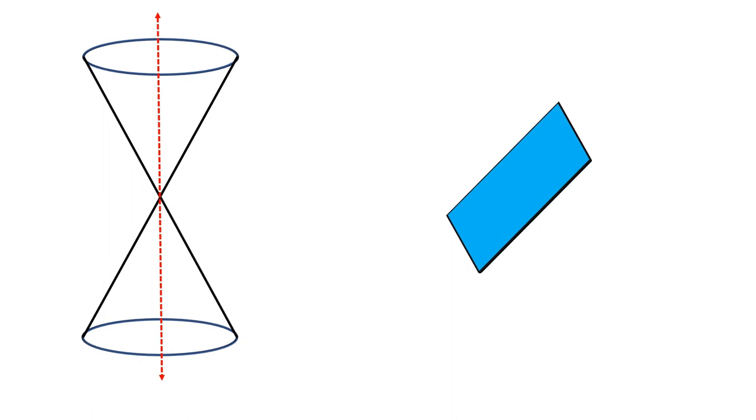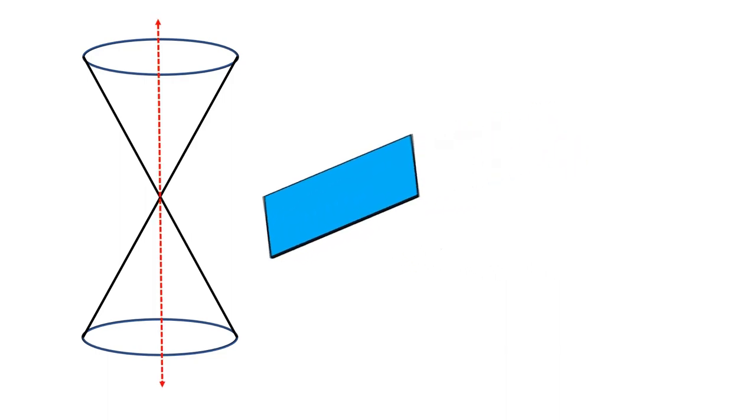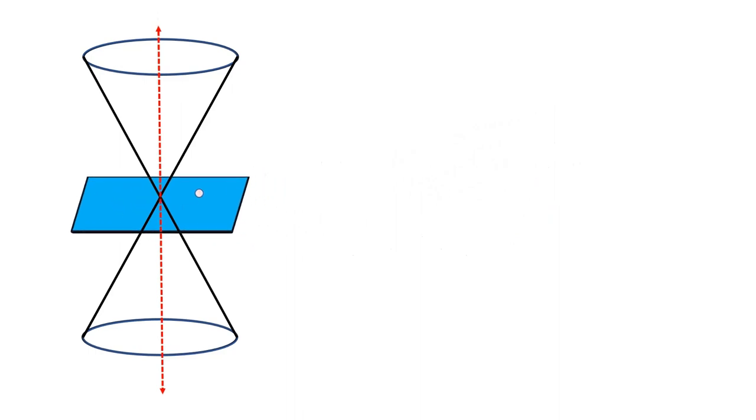Now the plane cuts the double cone through its vertex, and let's see what we get. We get a point circle.